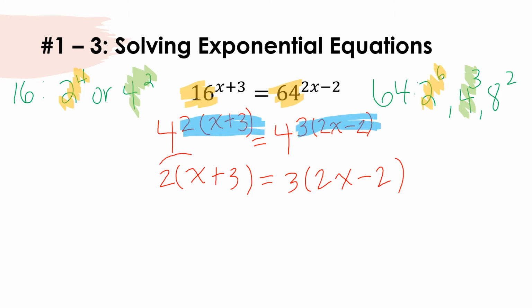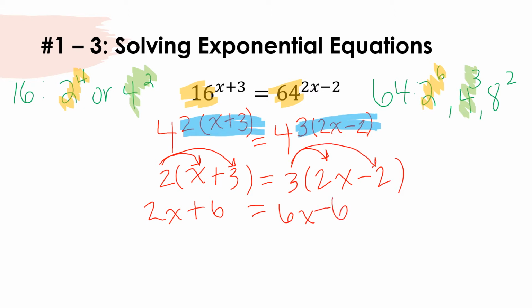We're going to start by distributing the 2. So 2 times x is 2x, and 2 times 3 is 6. Then we're going to distribute the 3. 3 times 2x is 6x, and 3 times negative 2 is negative 6.